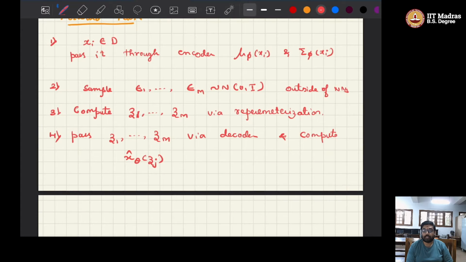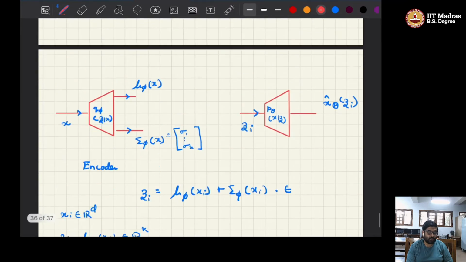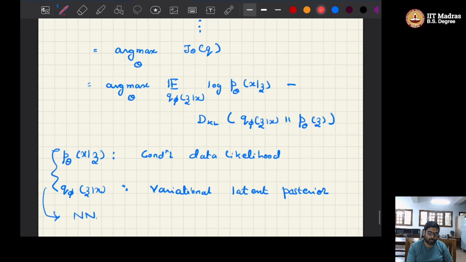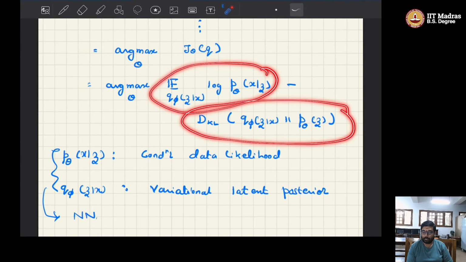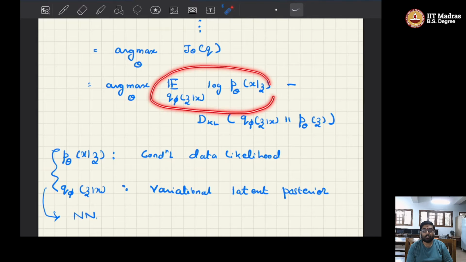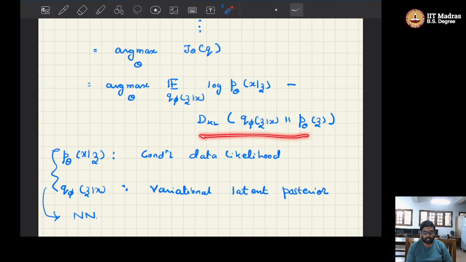Now the question is, how do you perform the backward propagation? To perform backward propagation, you have two sets of parameters, theta as well as phi, and you have two terms here. For the first term, you should find the gradient with respect to theta and the gradient with respect to phi. And even for the second term, we should find the gradient with respect to theta and the gradient with respect to phi. Because of which, you need to compute four terms.